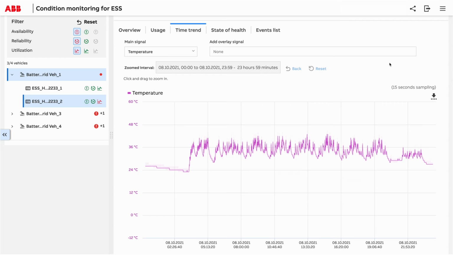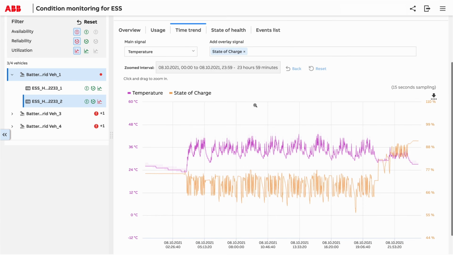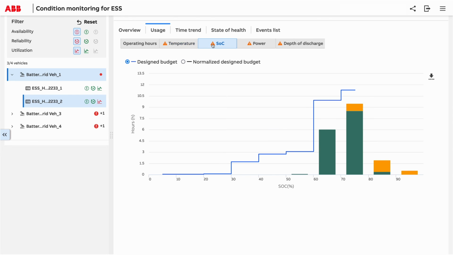In the time trend graph, you can overlay different signals and zoom in to get a high-resolution, comprehensive view into your product's operation. For a long-term view into your product's operation, observe the histograms of selected metrics. With the histograms, you can visualize years' worth of data against the design curve.